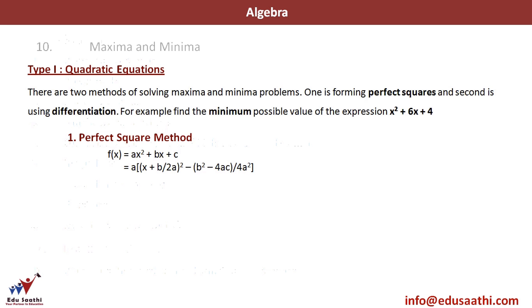So the first type that we are dealing with in maxima and minima is the type of quadratic equations. There are basically two methods for solving the maxima and minima problems for a quadratic equation. One of them is the method of perfect squares, and the second method is using differentiation. We'll study both the methods with the help of an example. So the first method that we have is the perfect square method. Perfect square method means try to convert this quadratic equation into a perfect square.